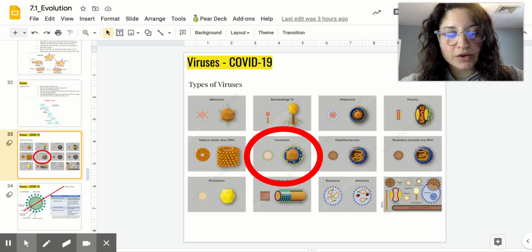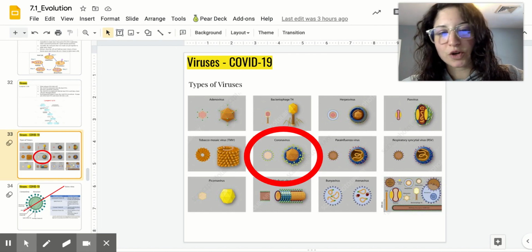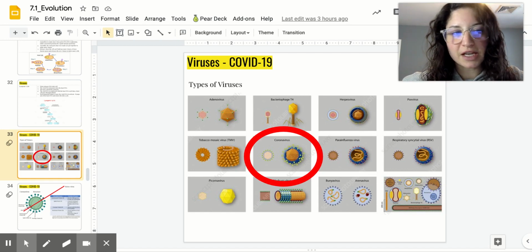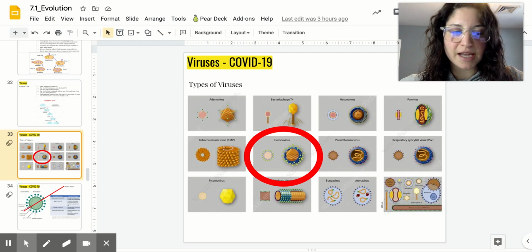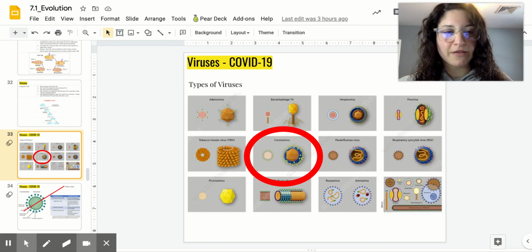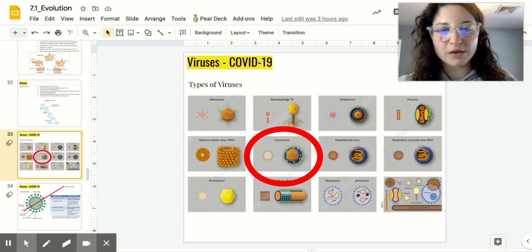So I wanted to show you that there are different types of viruses that will infect different organisms, different types of cells within the organism. They come in different shapes and different sizes as well. So specifically, we are talking about COVID-19, which is a type of coronavirus.